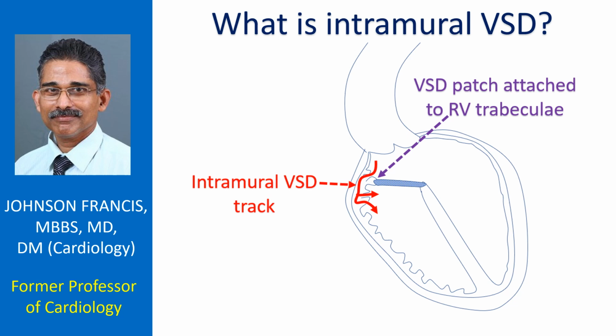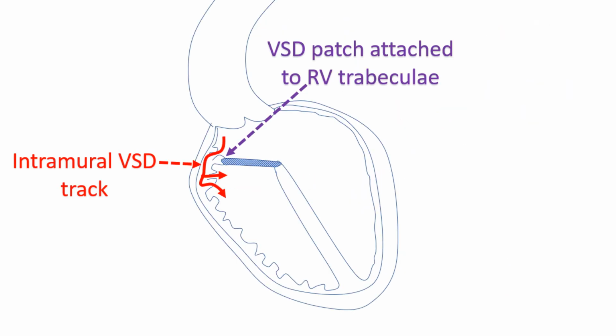Discussion on intramural ventricular septal defect after repair of conotruncal anomalies. Intramural VSD is a type of residual VSD seen after repair of complex defects like double outlet right ventricle, truncus arteriosus, or Rastelli procedure for transposition of great arteries.